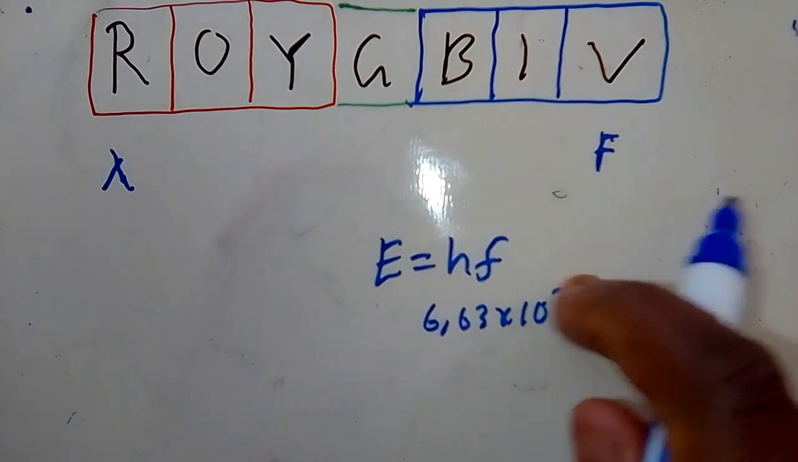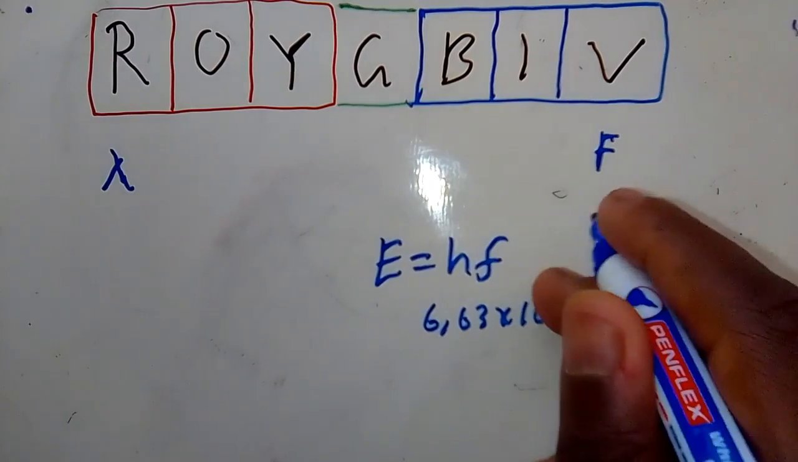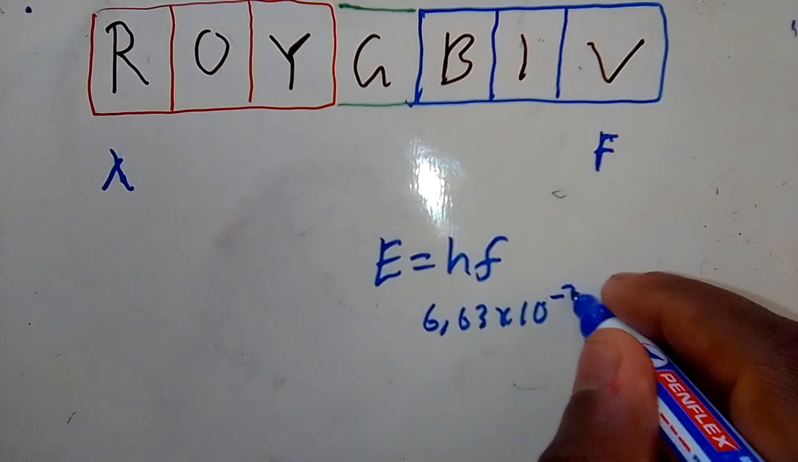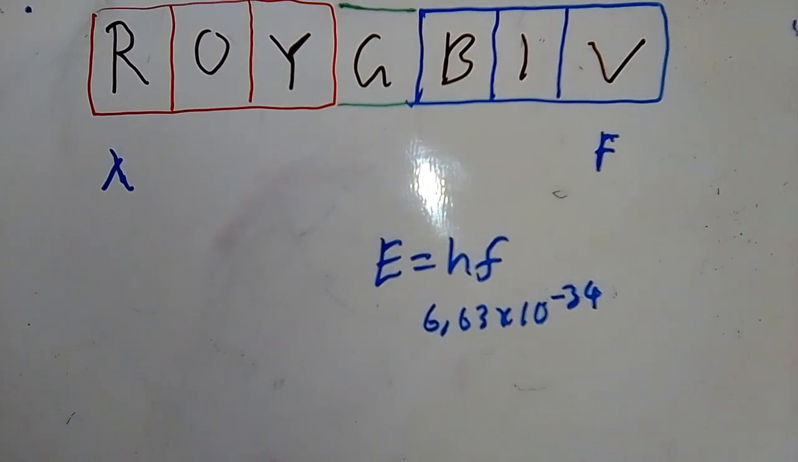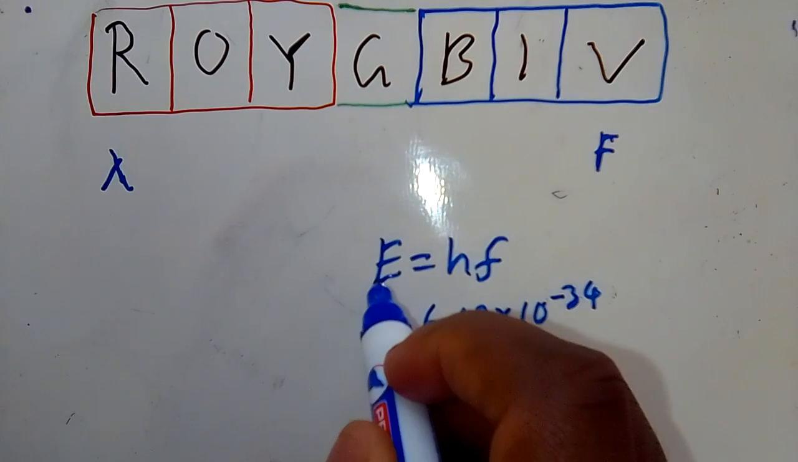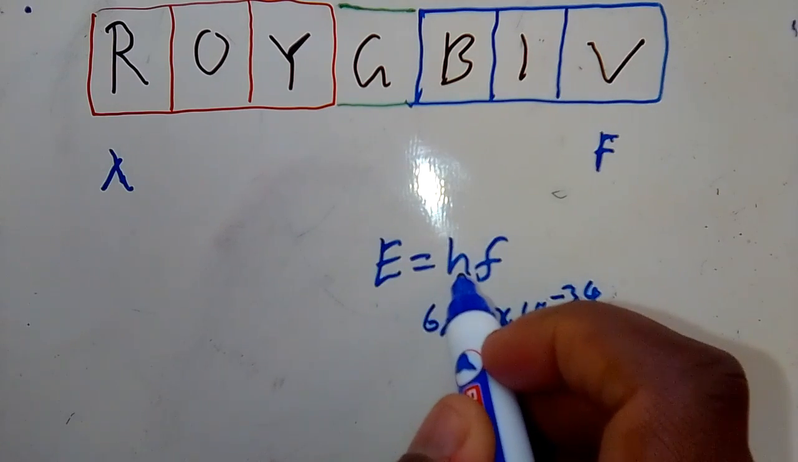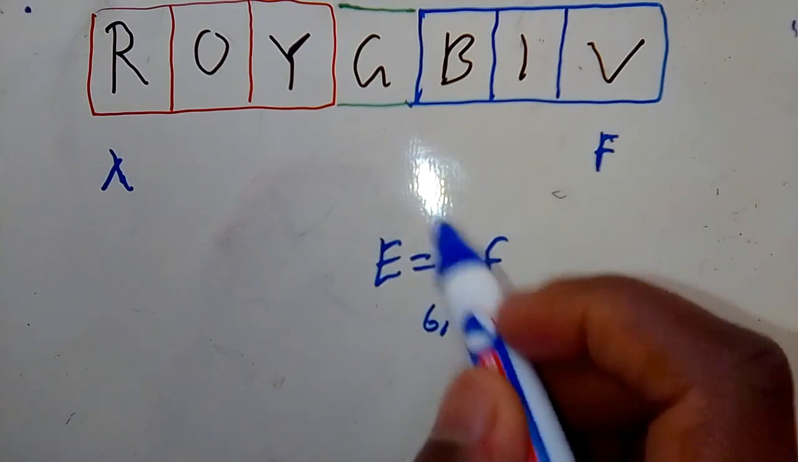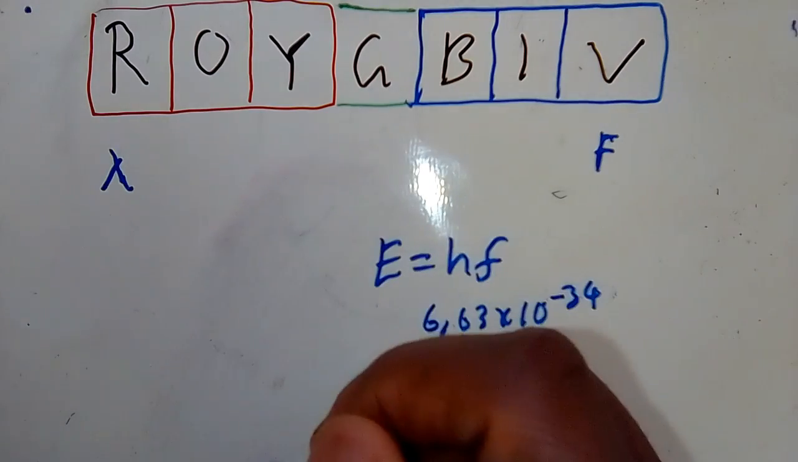So just to correct it a little bit, it's minus 34, right? So it's 6.63 times 10 to the power of minus 34. This you find in the formula sheet, so you don't really have to memorize this. Notice, the higher the frequency, the higher the energy, because energy is equal to Planck's constant times the frequency. So the lower the frequency, the lower the energy.